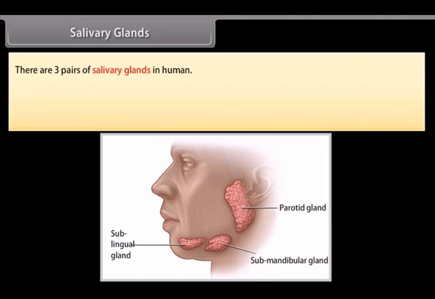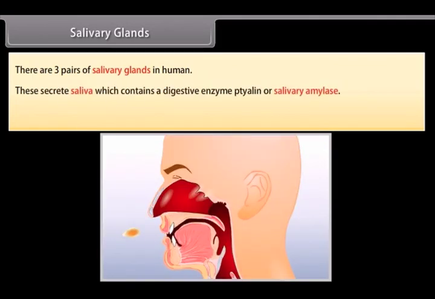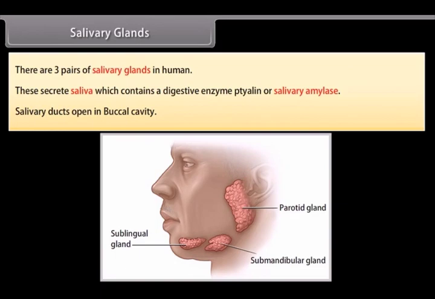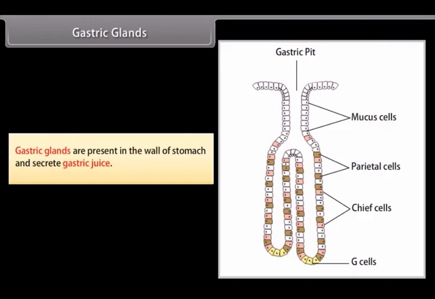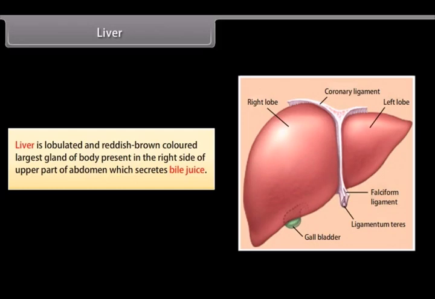Salivary glands. There are 3 pairs of salivary glands in humans. These secrete saliva, which contains a digestive enzyme ptyalin or salivary amylase. Salivary ducts open in the buccal cavity. Gastric glands. Gastric glands are present in the wall of the stomach and secrete gastric juices. Liver. Liver is a lobulated and reddish-brown colored largest gland of the body present on the right side of the upper part of the abdomen, which secretes bile juice.